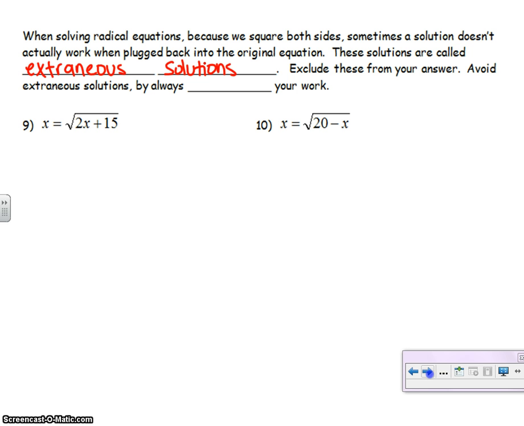A lot of times people want to have a shortcut rule like, oh, you always cross off the positive or the negative. And that's not always going to be the case. So we're going to need to be careful to always check our work on these.